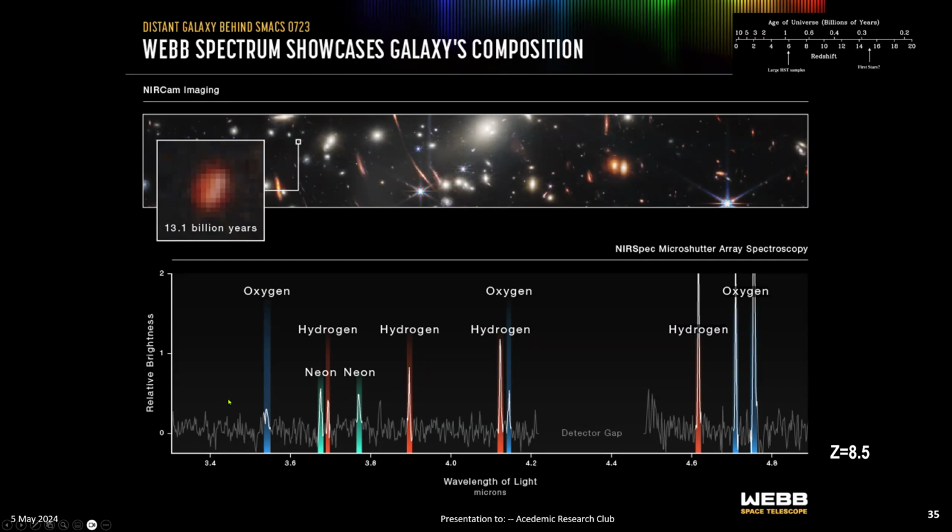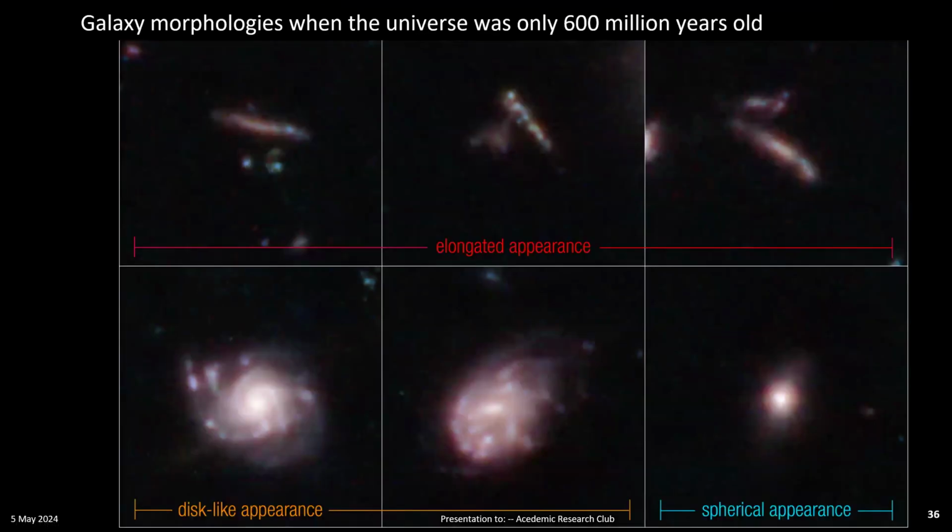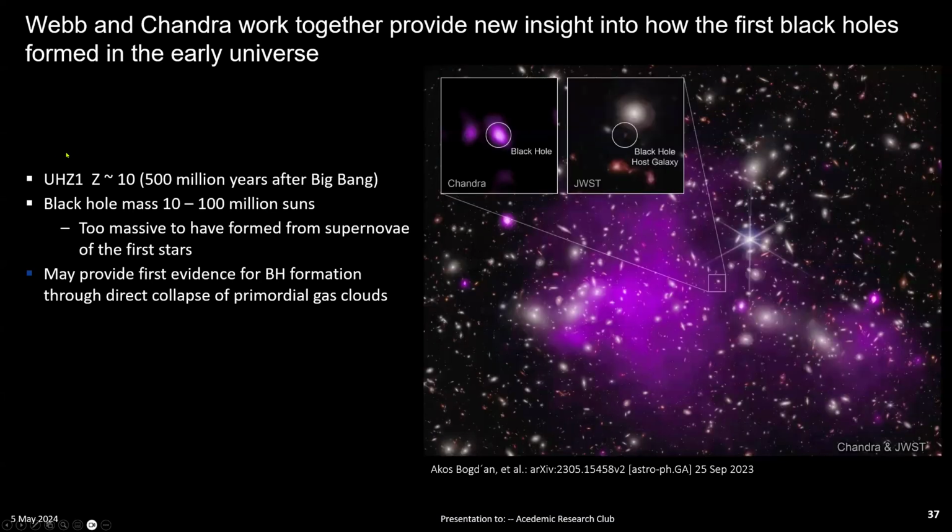And you can see that we're able to measure the chemical composition of very distant galaxies to create very high quality spectra. We're able to see the shapes of galaxies in the very early universe. And this is turning out to be somewhat of a surprise because we're seeing morphologies or shapes that are very symmetric. That was not expected this early in the universe.